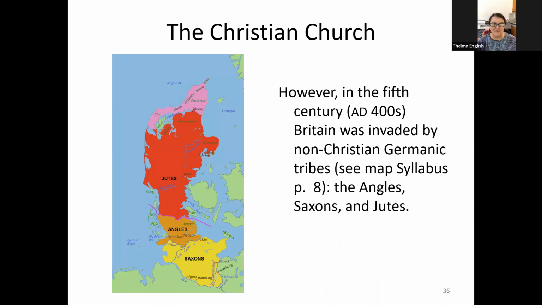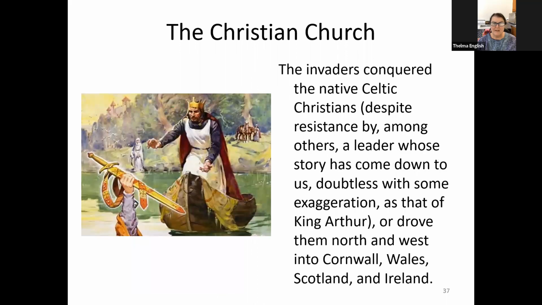However, in the 5th century, the AD 400s is the 5th century, Britain was invaded by non-Christian Germanic tribes. You have a great map on page 8 in your syllabus. These are the Angles, the Saxons, and the Jutes. You might call them Vikings. They're warrior people. The invaders conquered the native Celtic Christians despite resistance by, among others, a leader whose story has come down to us, doubtless with some exaggeration, as that of King Arthur.